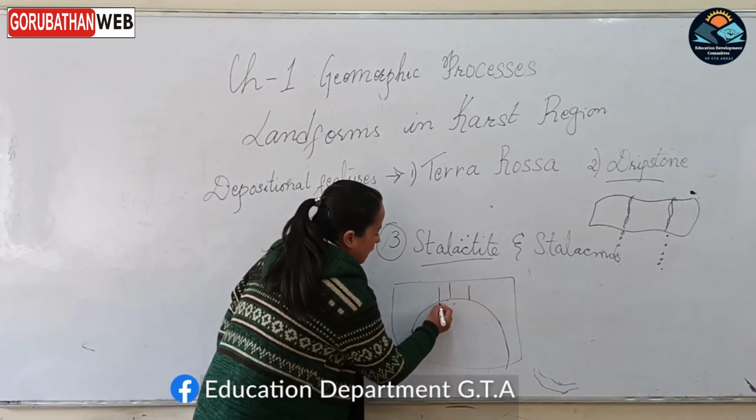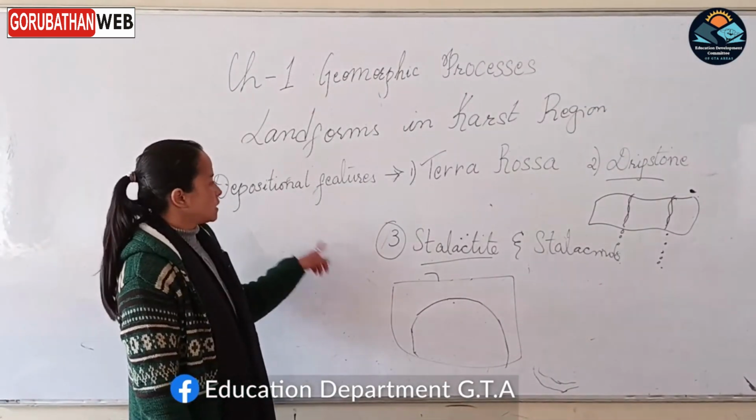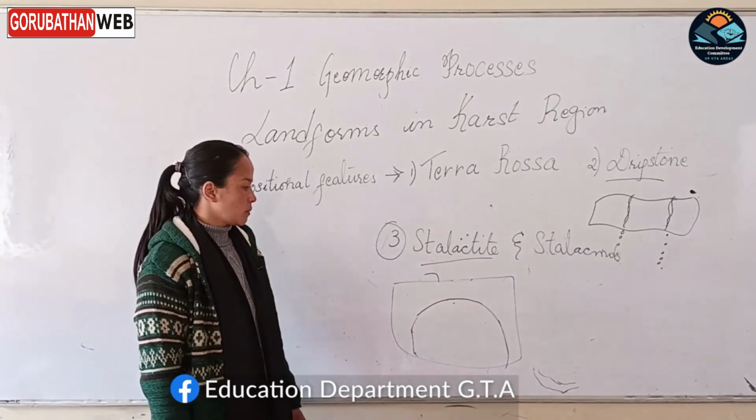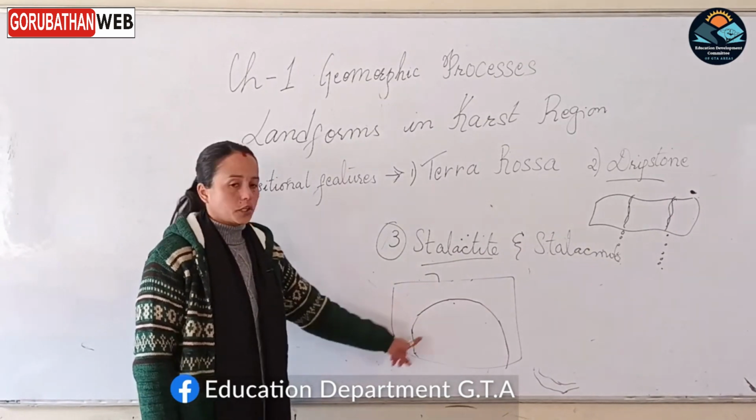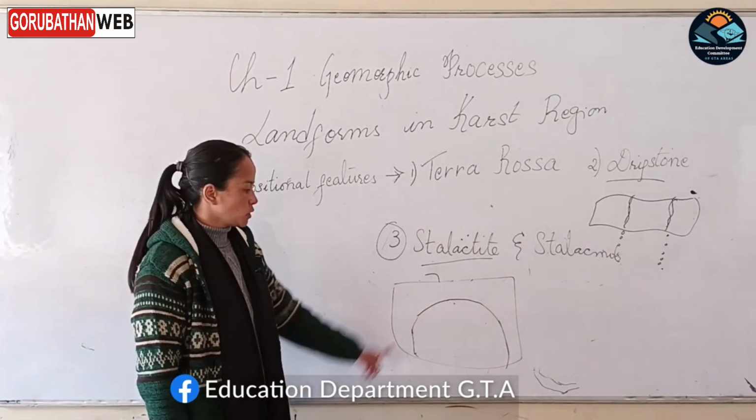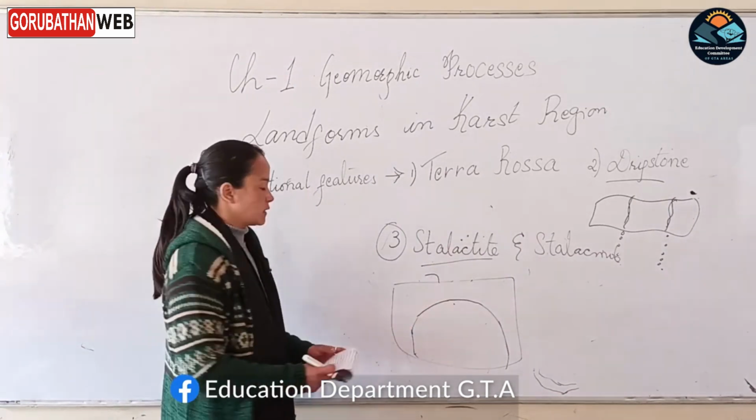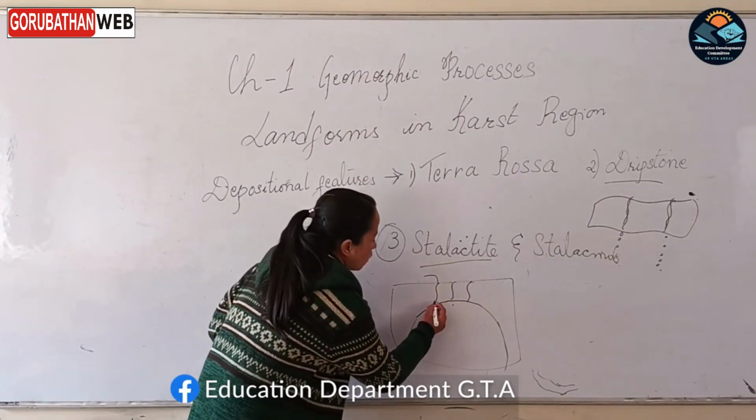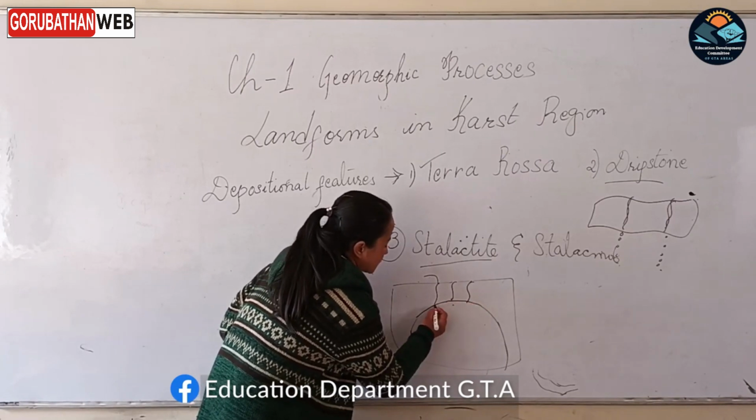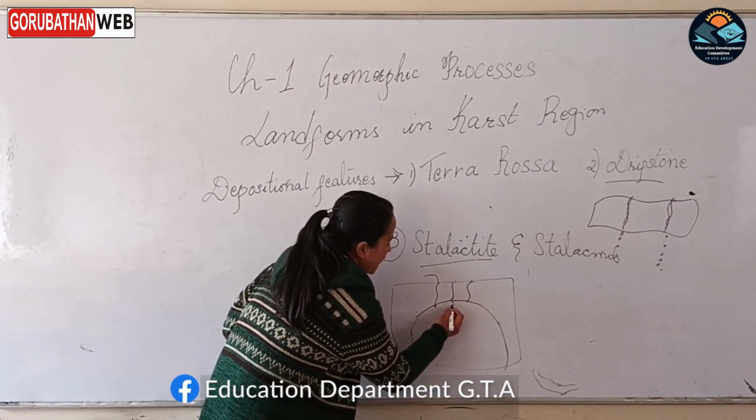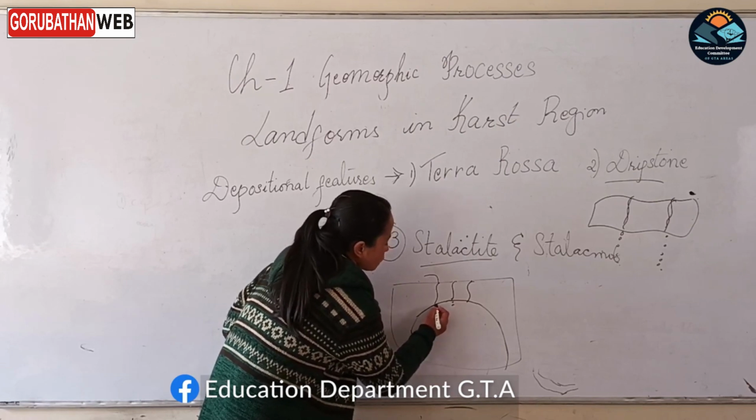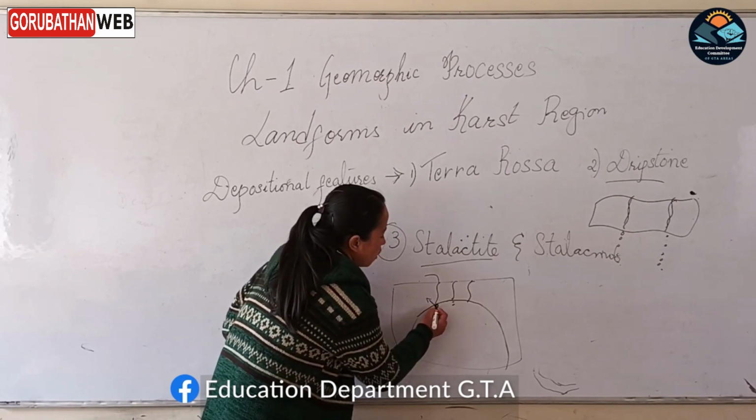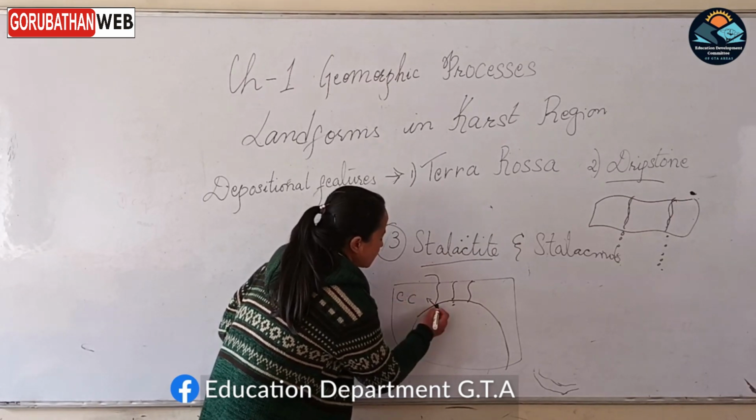The last depositional feature of the karst topography is the stalactite and the stalagmite. In the karst region, huge caves are formed under the ground. The roof of the caves has many joints and cracks. Through these joints and cracks, the water enters, percolates, and starts to drip drop by drop. As the water drops, partially the water is evaporated and a small amount of calcium carbonate remains there.